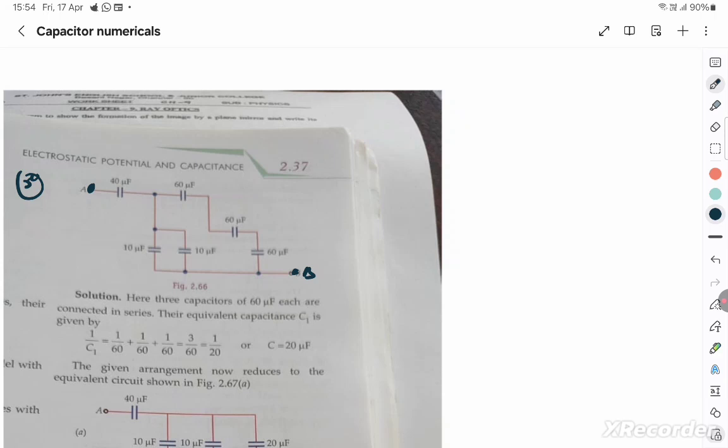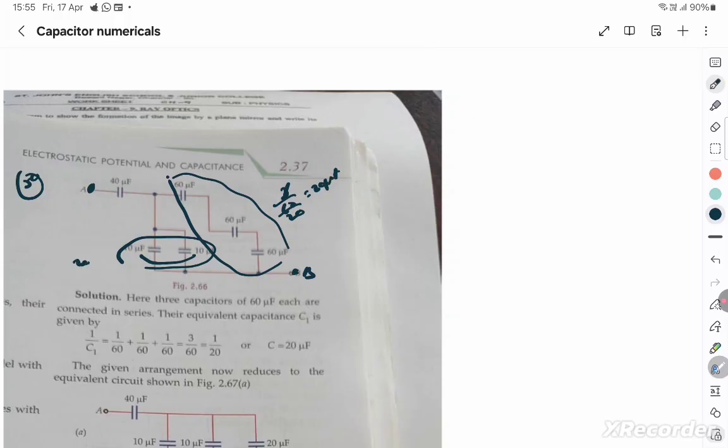First, let's find the equivalent capacitance. These three are in series. These two are in parallel. So parallel means these two are just 20, and those three are 1 by 60 plus 1 by 60 plus 1 by 60, which is 3 by 60. So it's 1 by 20. 20 microfarad is this, and this again is another 20 microfarad. And these two are in parallel, which makes it 10 microfarad.